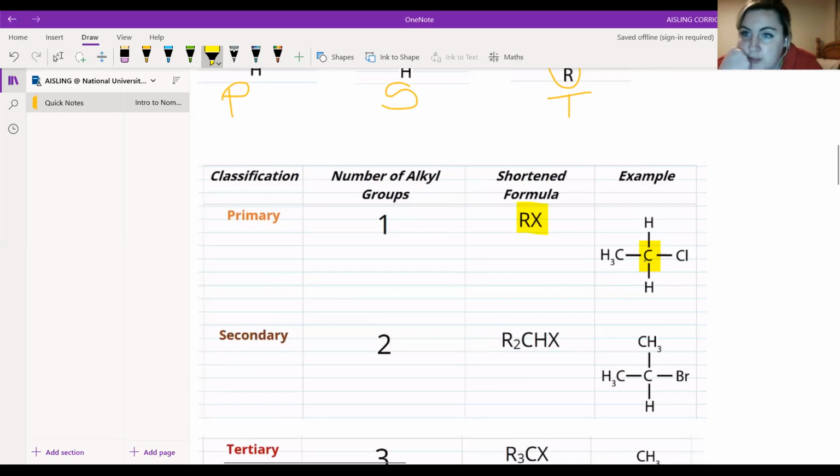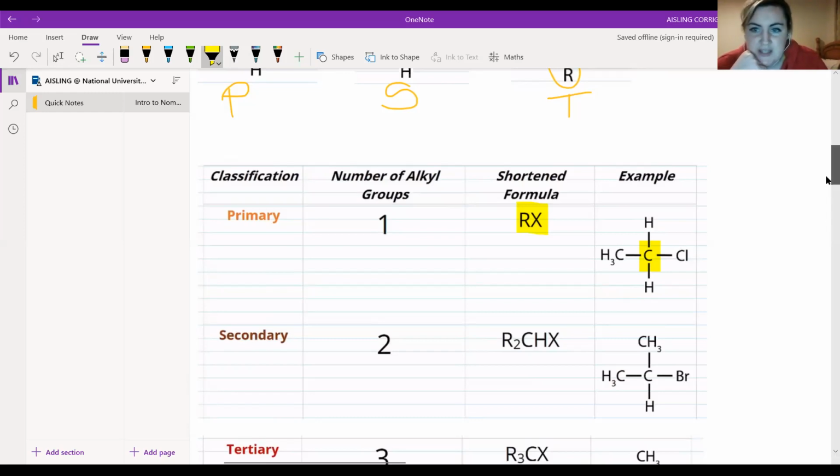Again, we want the lowest numbering possible. If we chose it from right to left, this is the first carbon. If we chose it from left to right, it'd be the second. We want to go with the lowest number possible. So this is going to be chloroethane. You can write 1 chloroethane, that's perfectly fine, but it's short enough and less complicated. We can call this chloroethane, or 1 chloroethane.